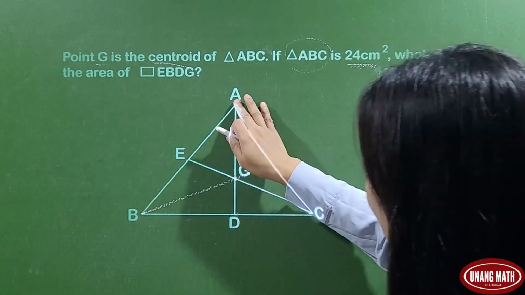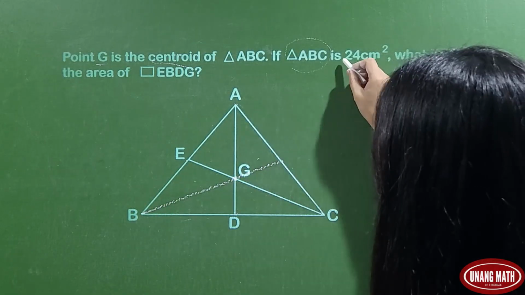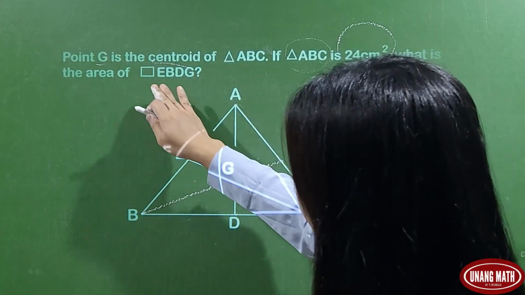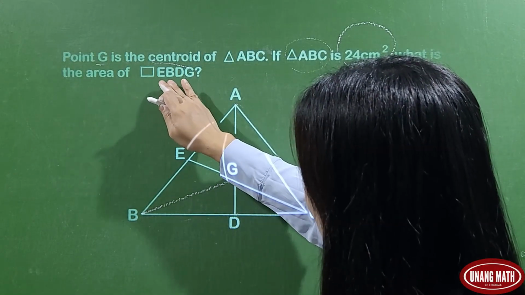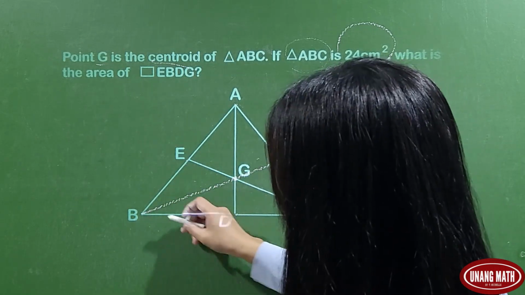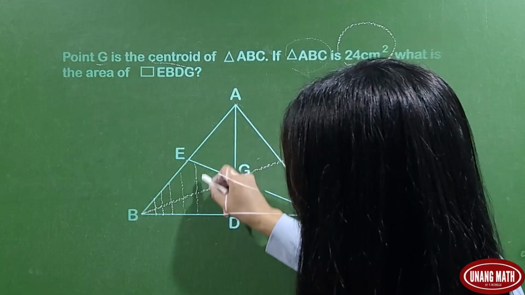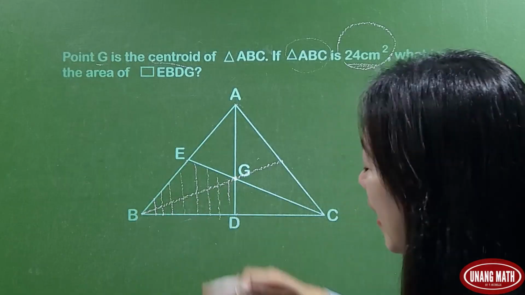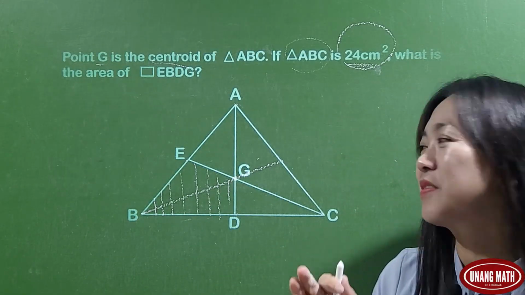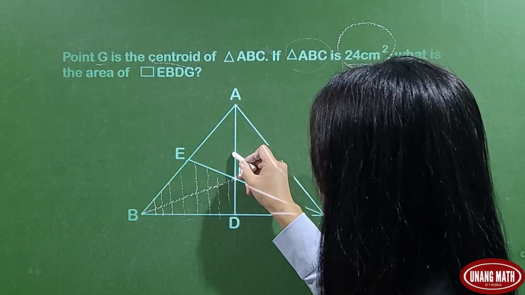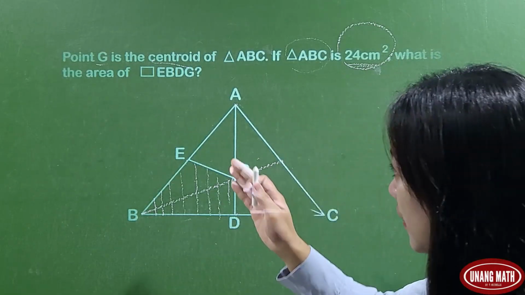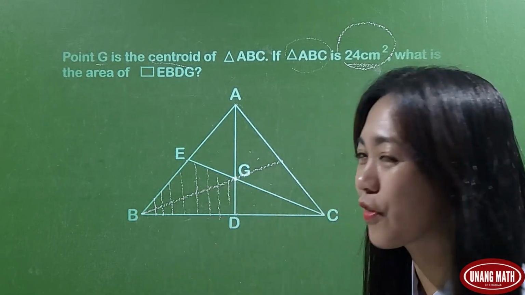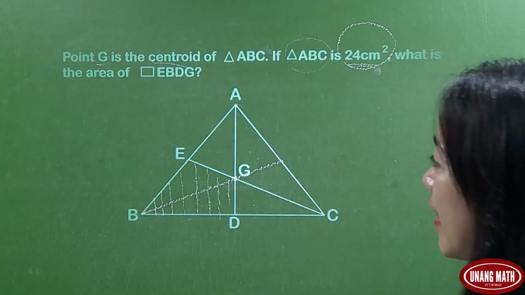Okay, it's given that triangle ABC's area is 24 squared centimeters. Find the area of quadrilateral EBDG. So EBDG means this quadrilateral. Okay, to find the area of this quadrilateral, we will be using the concept that these three medians divide or cut this triangle into 6 equal parts or into 6 equal areas.